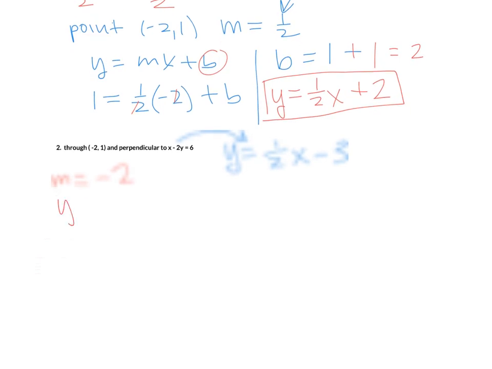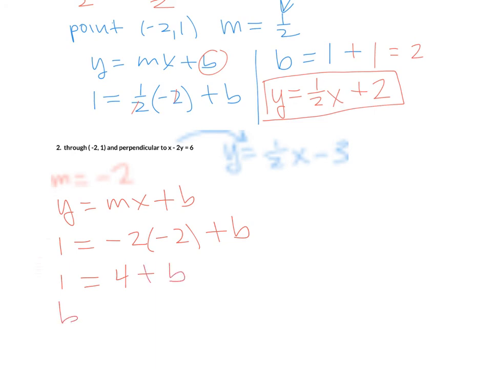Our goal is to get y equals mx plus b, so we make replacements of the things that we know. We know y is equal to 1, m is -2, x is also -2, and what we don't know is b. All right, solving for b, we get 1 equals -2 times -2, which is 4. So subtract 4 from both sides, and we get b equals -3. So our perpendicular line is y equals -2x minus 3.